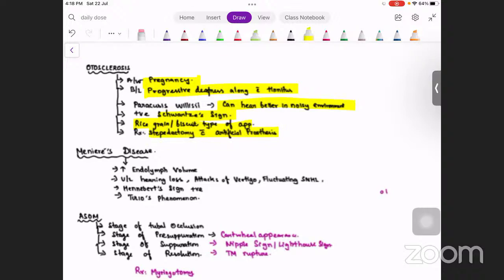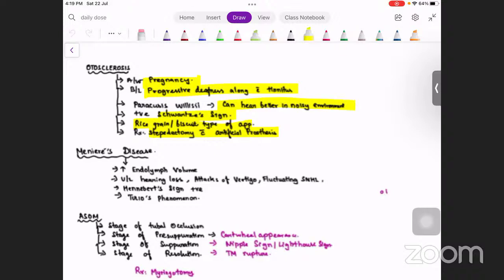So what are the things you have to remember for otosclerosis associated with pregnancy? Bilateral progressive deafness along with tinnitus, paracusis willisii, where the patient can hear better in a noisy environment, positive Schwartz sign, rice grain or biscuit type of appearance, and the treatment of choice, stapedectomy with artificial prosthesis.